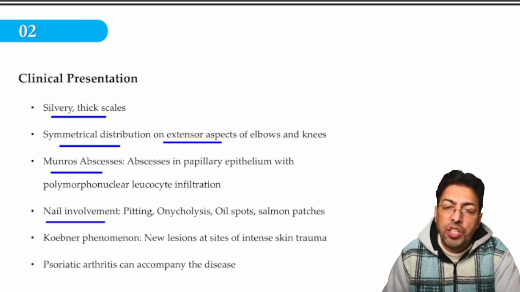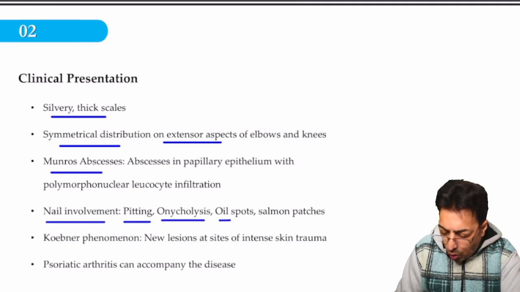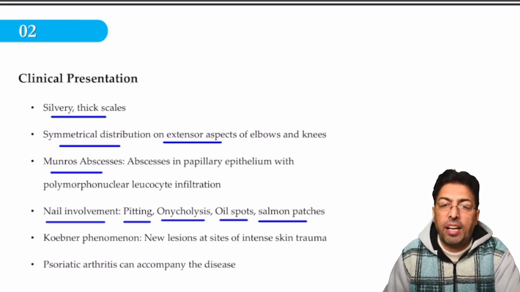And what are the features in the nails? They are pitting, onycholysis, oil spots, and salmon patches. You have to remember these characteristic nail changes associated with psoriasis, which I will be showing you in figures ahead.